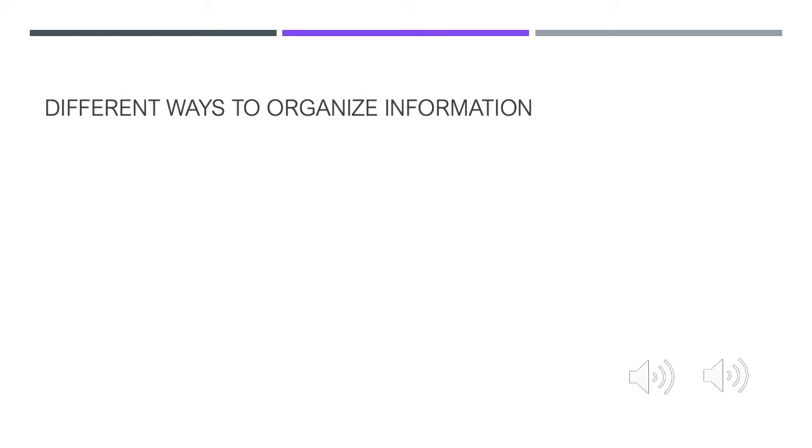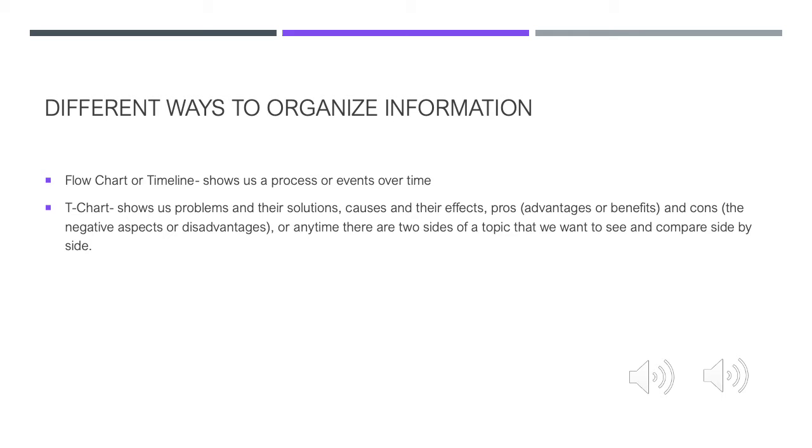These are some different graphic organizers to help us organize information. A flowchart or timeline shows us a process or events over time. A T-chart shows us problems and their solutions, causes and their effects, pros or benefits and advantages, and cons, negative or disadvantages. Or any time there are two sides of a topic that we want to see and compare side by side.